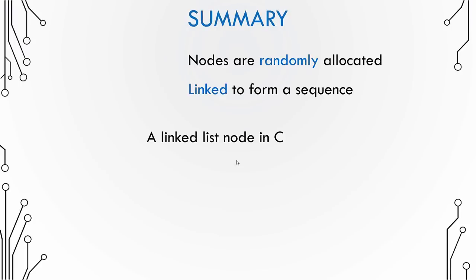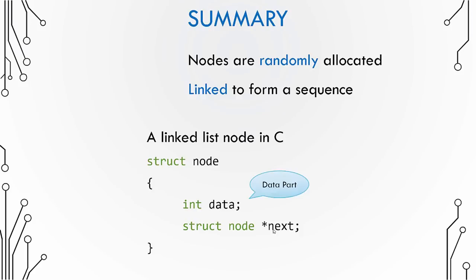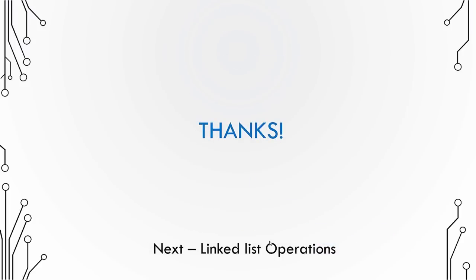Now you might be wondering, how do we represent a node of a linked list in a programming language? So I'll give you an example in C language. A node in C can be represented using a structure. So the first variable is the data part and the next variable is the pointer to the next node. This variable, next, stores the address of the next node. So this was a little bit about how we organize a linked list in memory. In the coming videos, we will see how we perform different operations on a linked list.